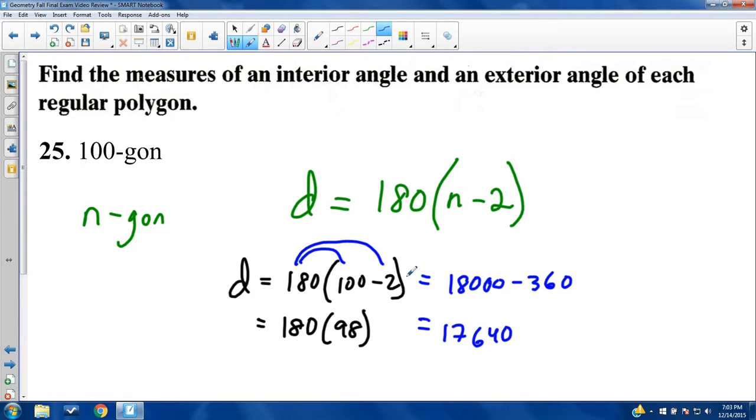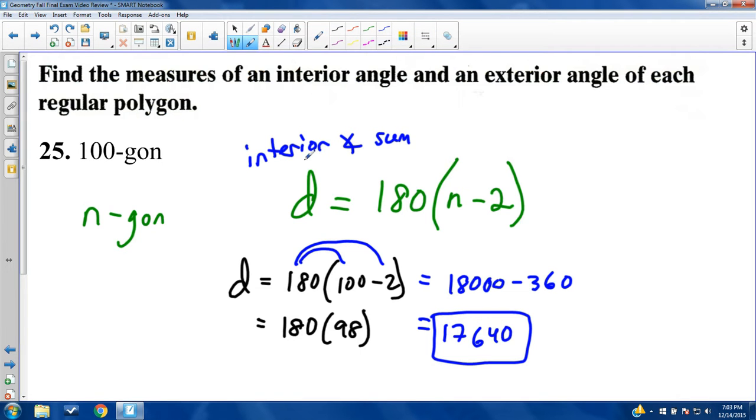Now I want to use the calculator to double check. I don't want to be wrong for you guys. So 180 times 98. Yay, 17640. So now, what did I solve for? This was the interior angle sum. I did not answer this question yet, not even close. In fact, I'm doing it the harder way first, just so you know. There's actually a much easier way to do this.